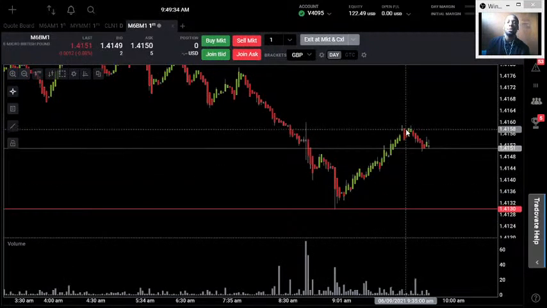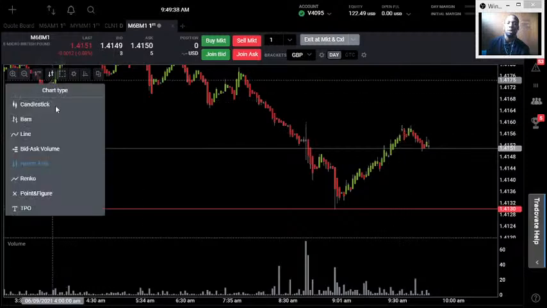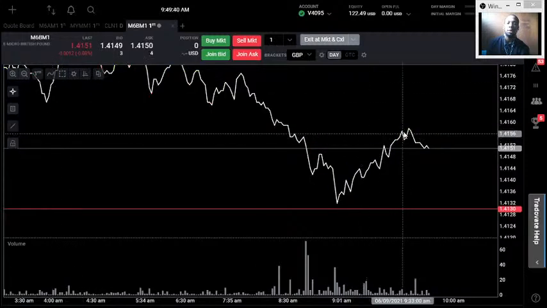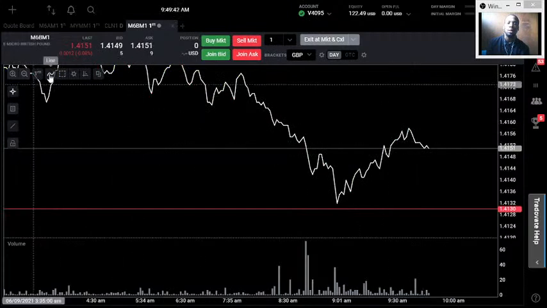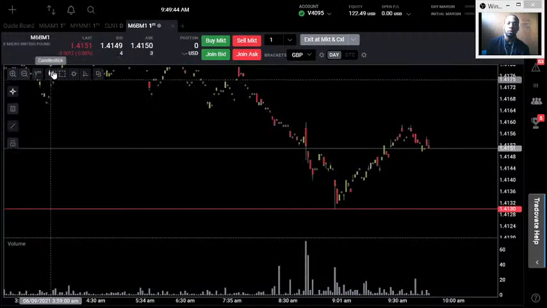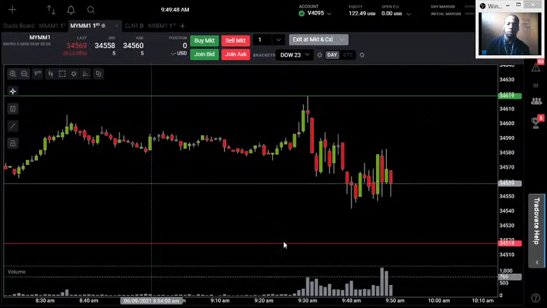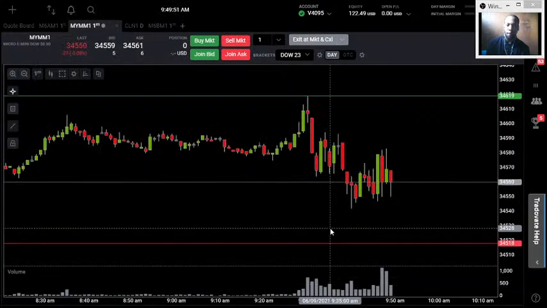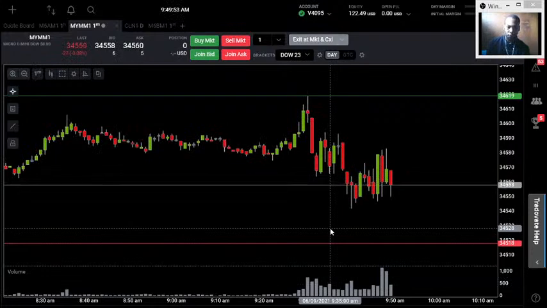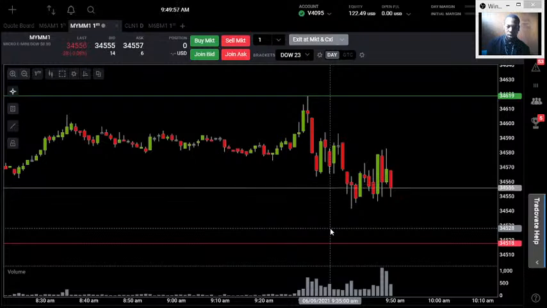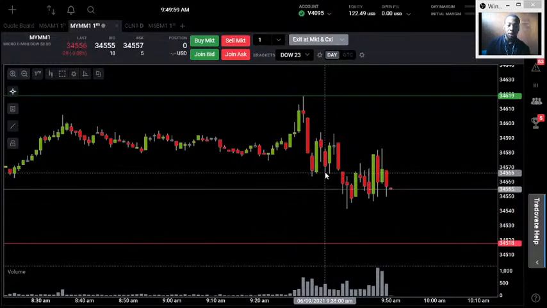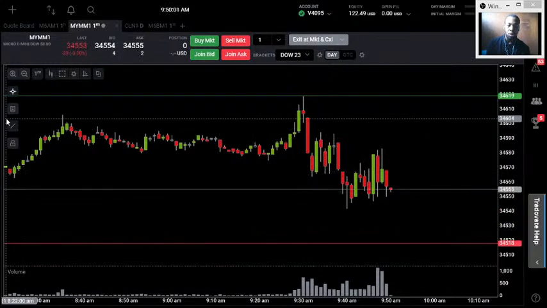What's GU doing? Slight double top. Moving back down. But honestly, that last low is still holding up. You know what? I'm gonna just go.